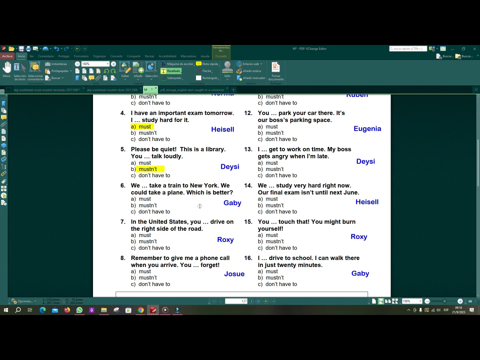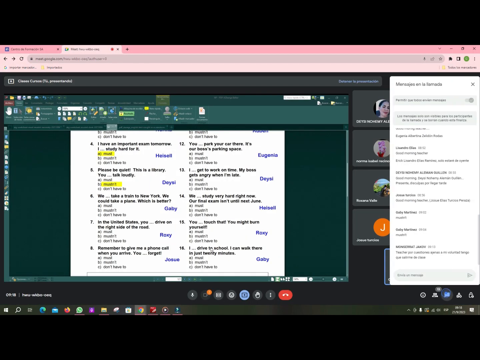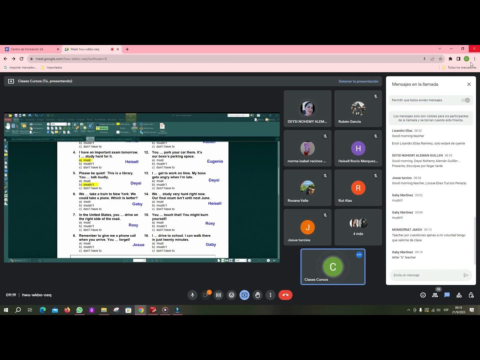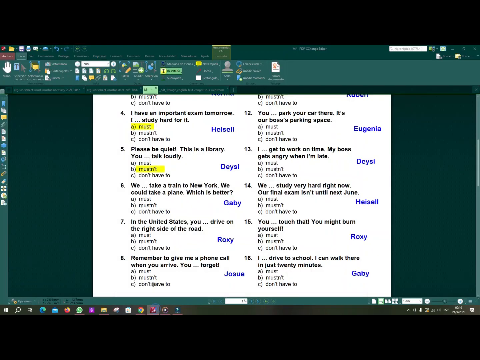What about this one, Gabi? You should write it down, the answer in the letter B. Okay, let's check. Let's see. We take a train to New York. We could take a plane, which is better. Letter B. We mustn't take a train to New York. Yeah, we can use B, Gabi, and also don't have to. But that would also be right. Okay, nice. Thank you, Gabi.